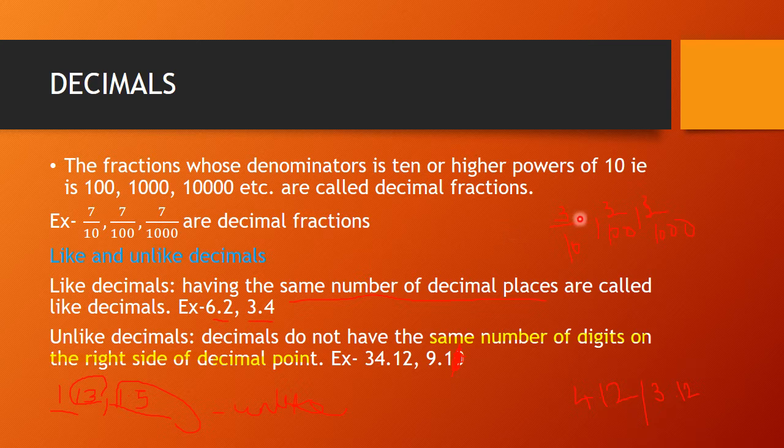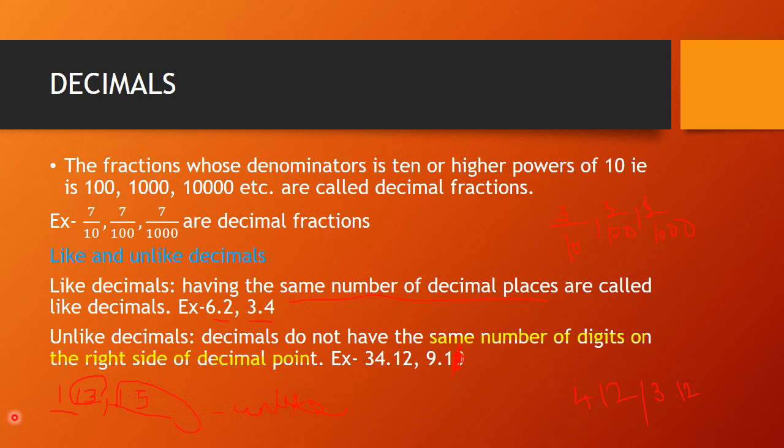We will take one more example of decimal fractions, which is 3 by 10, 3 by 100 and 3 by 1000. Now we understood that decimal fractions have denominators that are powers of 10 or higher powers of 10, that is 100, 1000 and 10,000, and we even took examples.